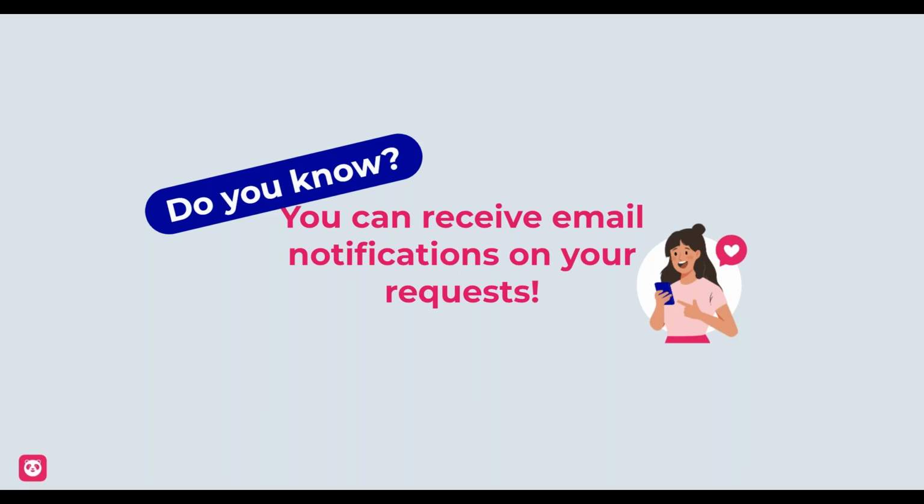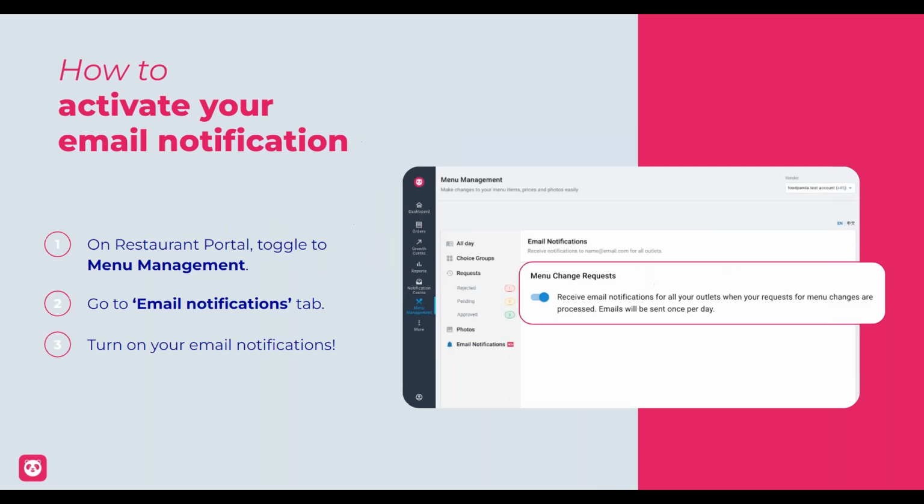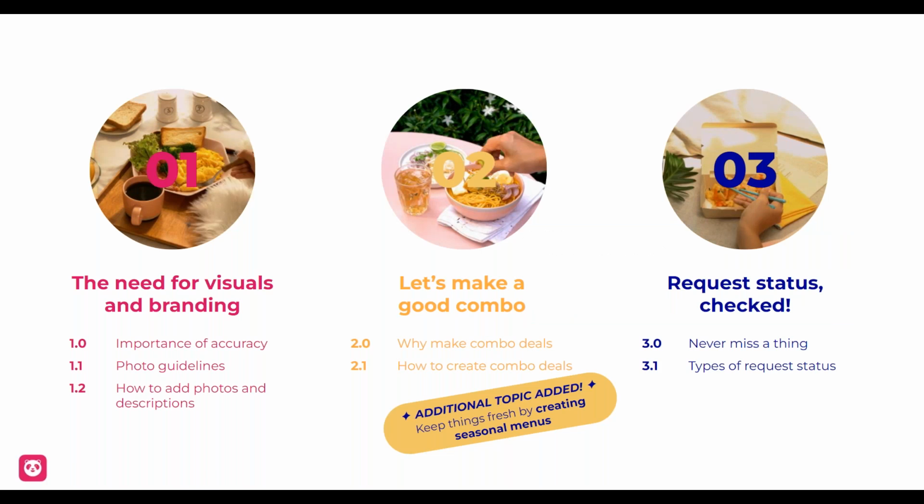And do you know you can receive email notifications on your request by going to Restaurant Portal, toggle to Menu Management, go to Email Notifications tab, and turn on your email notifications. So hopefully next time we'll be able to add. We talked about seasonal menus and the need for visuals and branding, make a good combo, and request status check.